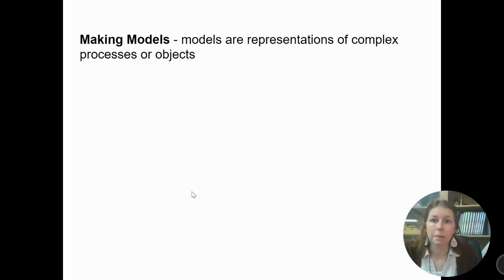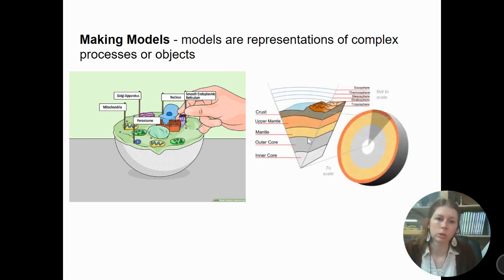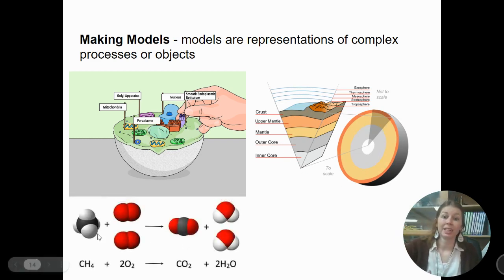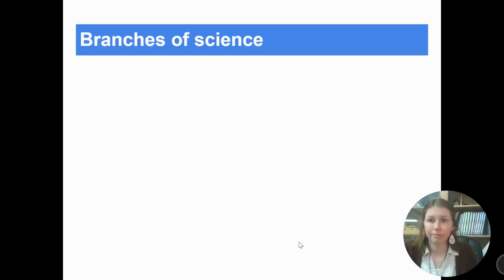Finally, scientists should make models. So models are representations of complex processes or objects. So a lot of times we think of a model that you make, like a 3D tangible model. But this is also a model. This is a drawing or a figure that shows what the inside of a planet is like. Also, chemical reactions are models, or equations, mathematical equations are models. They show you what happens. And so this is not an actual picture of molecules. It is a model of this chemical reaction.